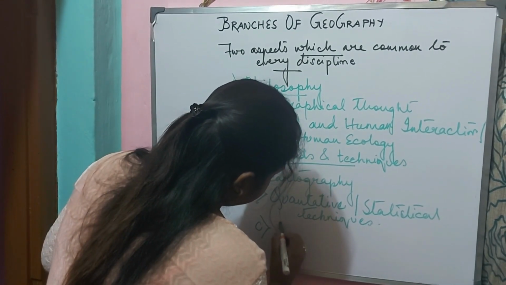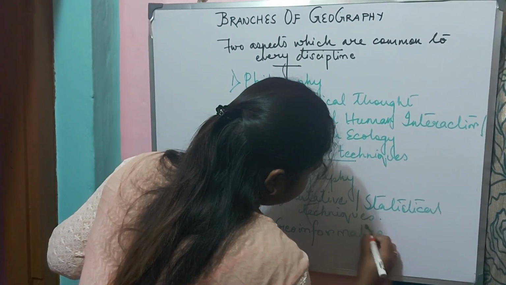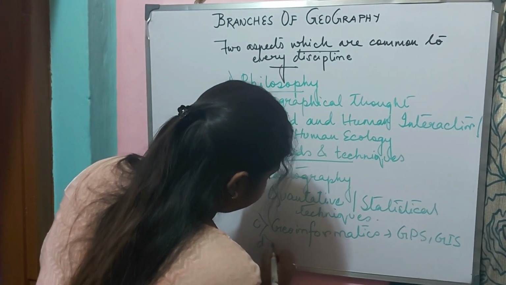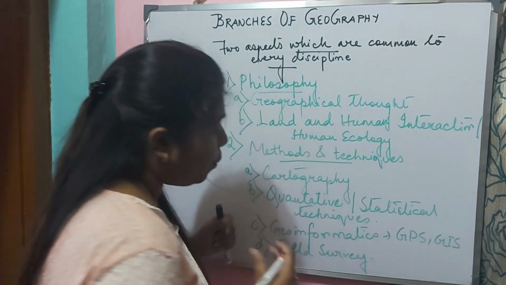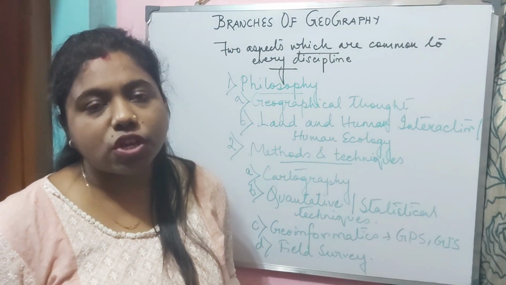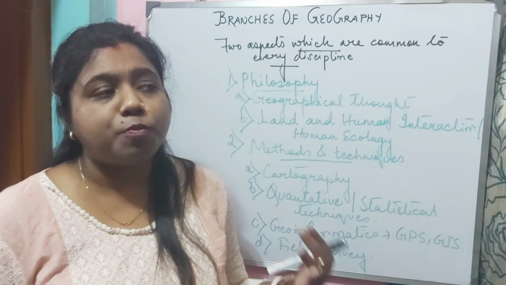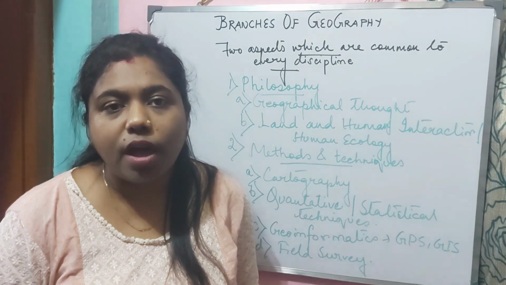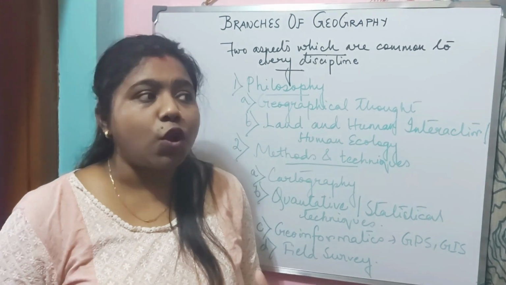We have geoinformatics, which includes GPS, GIS, and field survey, which is very, very important so that we can get the primary data on which we can actually work, the real data required to understand the relationship or the distribution of phenomena in space and time. So what we can understand is that geography as a curriculum maintains and follows these formats, right? But it is not static.